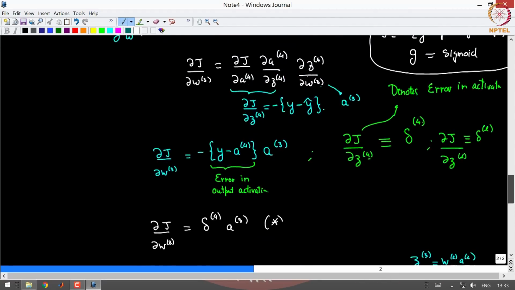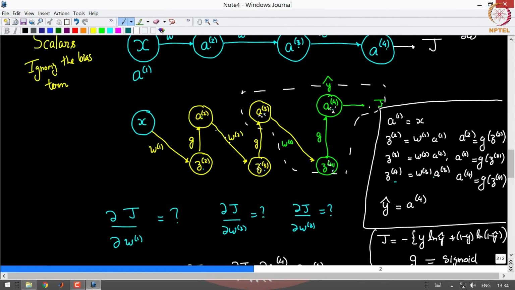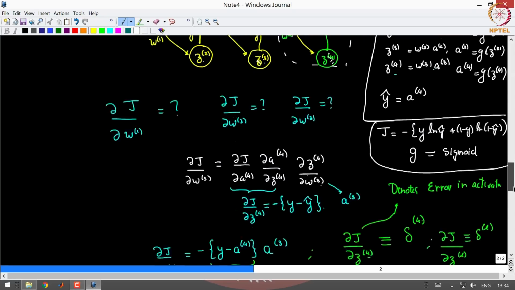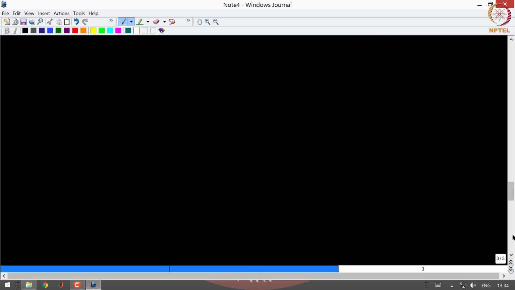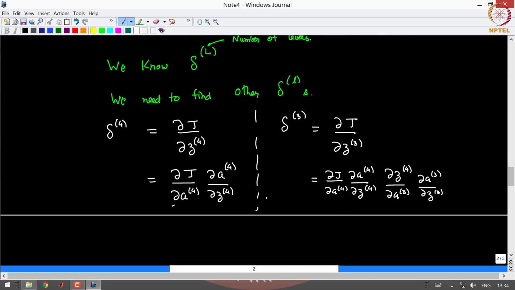Just to refresh your memory, let us go back to the figure, del j del a 4 del a 4 del z 4. Now, we want till z 3. So, del z 4 del a 3 del a 3 del z 3. If you compare these two expressions, this and this, you will notice that this portion is already delta 4. So, that portion is straightforward. What about this?